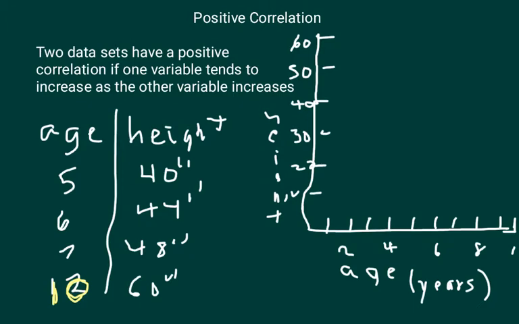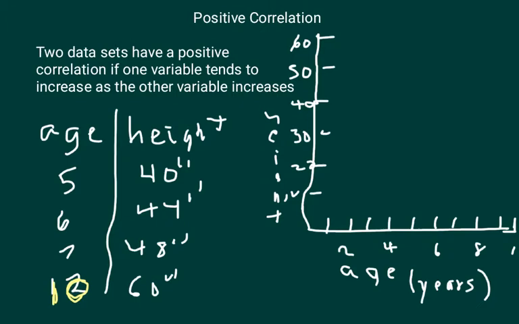At younger ages, as people grow, they get taller. So at age 5, maybe the height would be 40 inches, at 6, 44, at 7, 48, then at 10, 60. I had to make my 12 a 10 because I don't have space over here to go up to 12, so that's why that's in yellow. So let's put these on the graph.